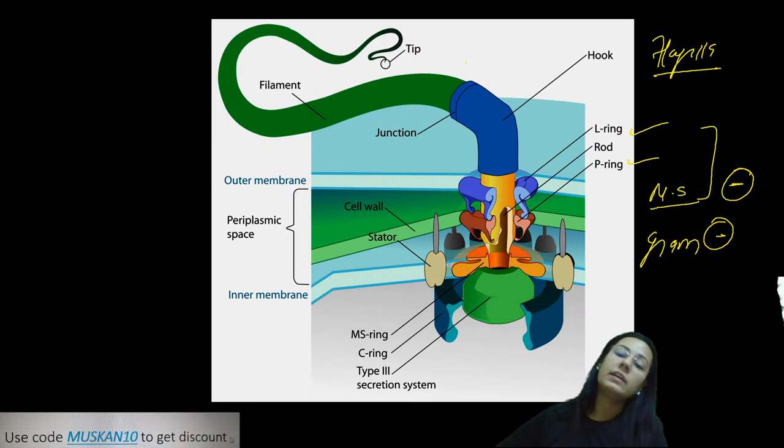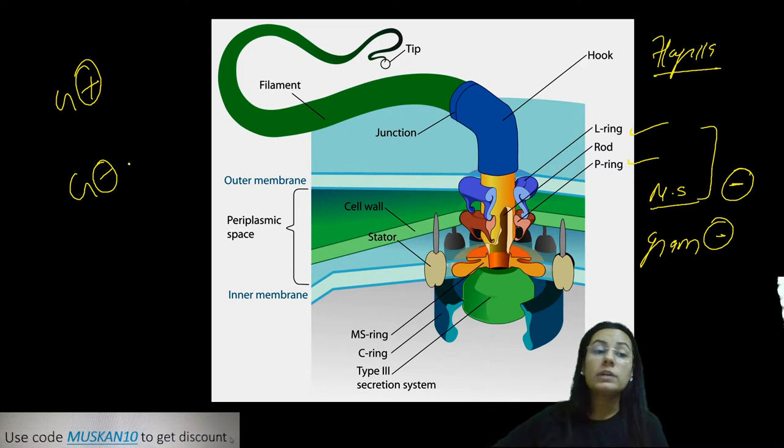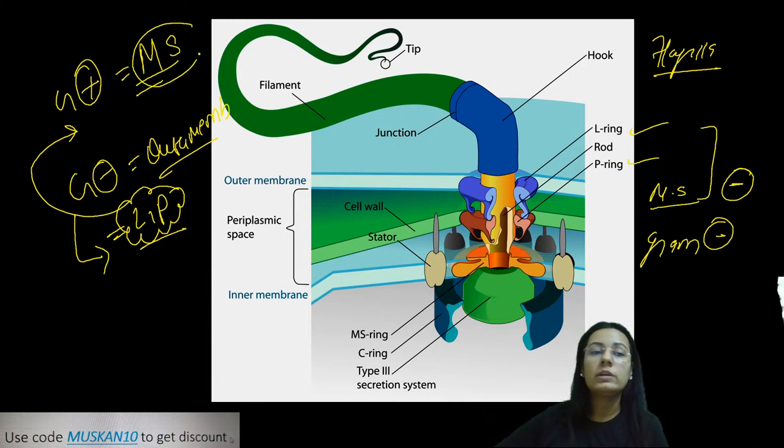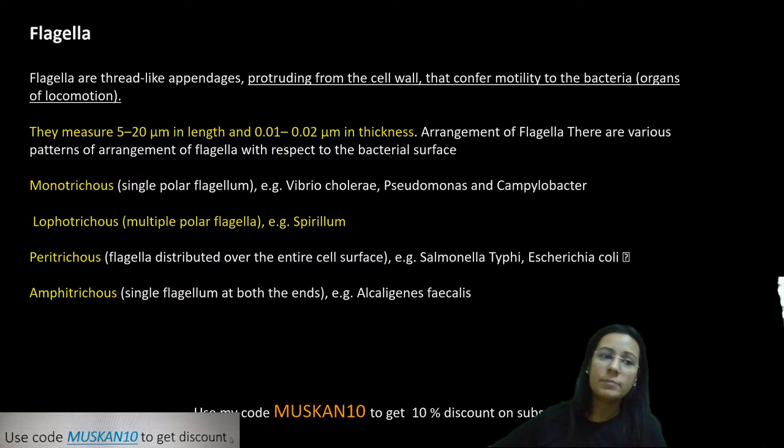And how did we remember the number of rings that are present in the gram positive and the gram negative? Because gram negative has an outer membrane, and two rings are in the outer membrane, that is L and P, therefore these rings are additionally present in the gram negative that are absent in the gram positive. Gram positive has only two rings, M and S, while gram negative has L, P, M, S, because the LP rings are present in the outer membrane and that is absent in the gram positive.